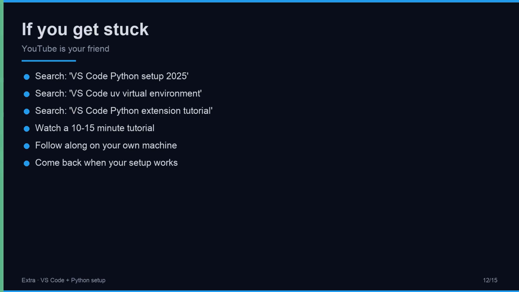If you get stuck during setup, and many people do the first time, YouTube is your friend. Search for VS Code Python Setup 2025, or VS Code UV Virtual Environment, or VS Code Python Extension Tutorial. Watch a 10 to 15 minute tutorial and follow along on your own machine. The setup process is visual. You need to see where to click, what the menus look like, and what success looks like. A video tutorial shows that better than text. Come back to this course when your setup works and you can run hello.py from VS Code. Visual learners, watch a tutorial.